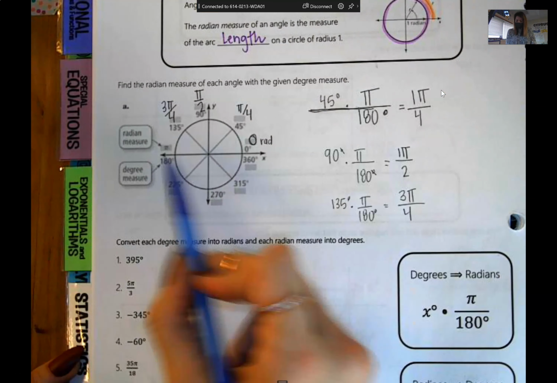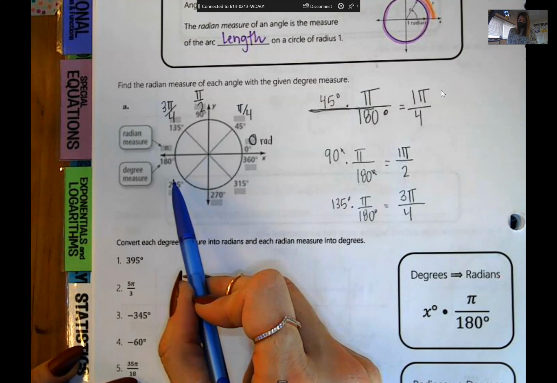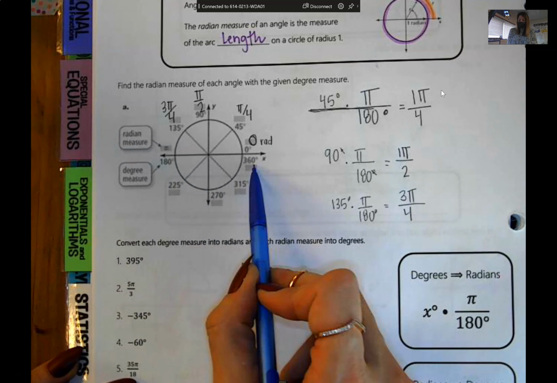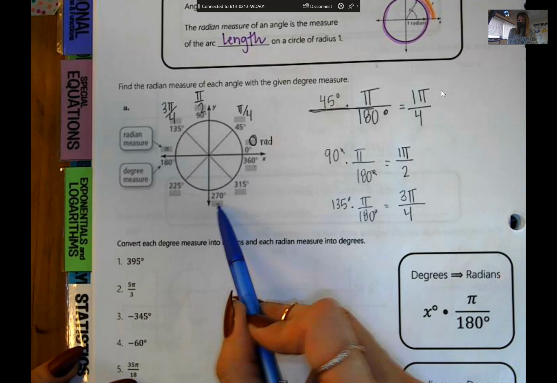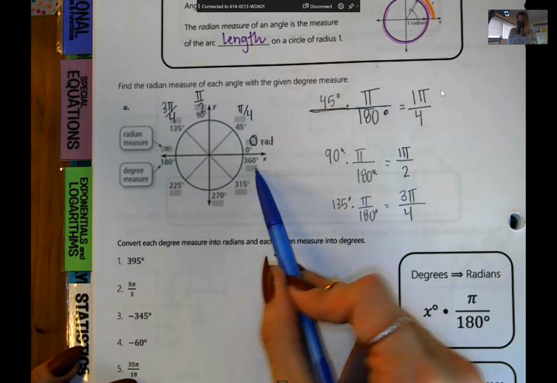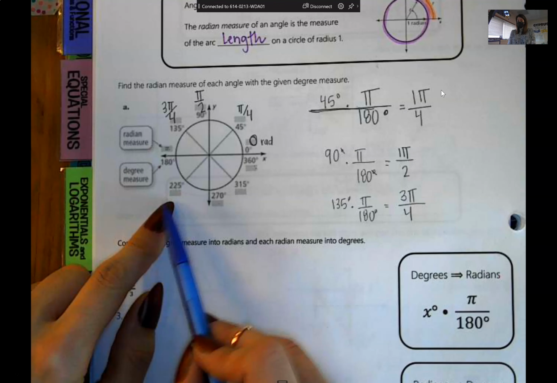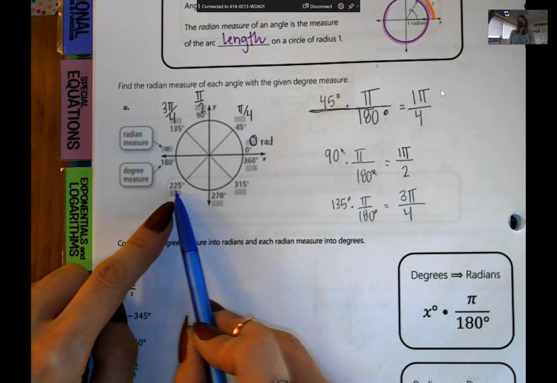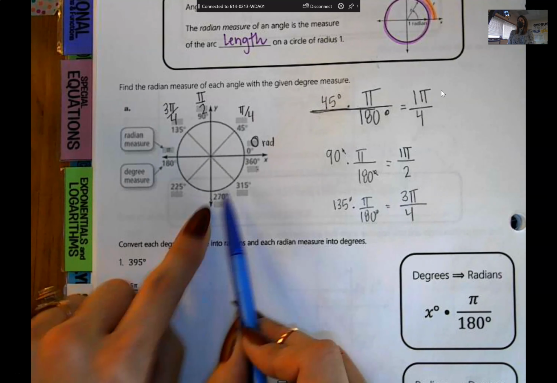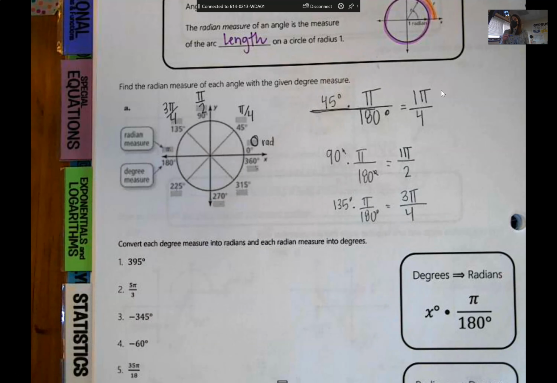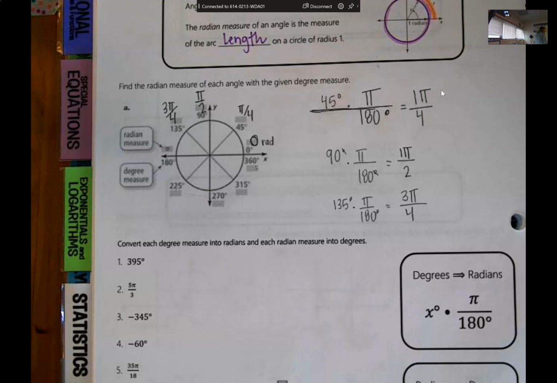Okay, now you guys do the last 4: 225, 270, 315, 360. So essentially, you're plugging in 225 over 180, 270 over 180, 315 over 180, and then remembering to put pi in the numerator.